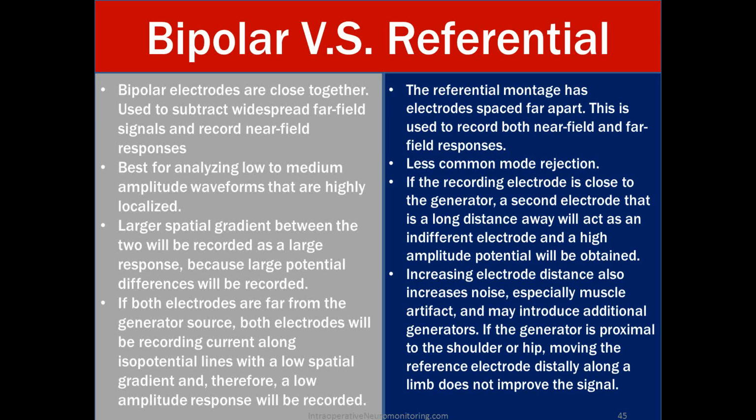Increasing electrode distance also increases noise, especially muscle artifact, and may introduce additional generators. If the generator is proximal to the shoulder or hip, moving the reference electrode distally along the limb does not improve the signal.